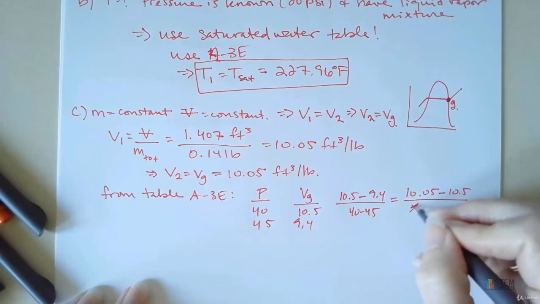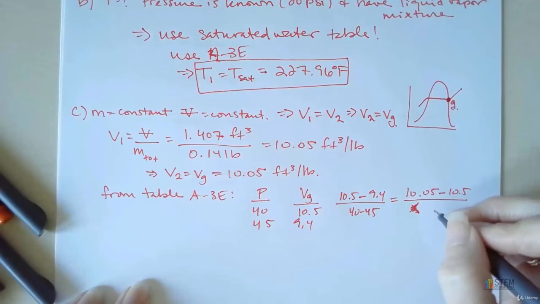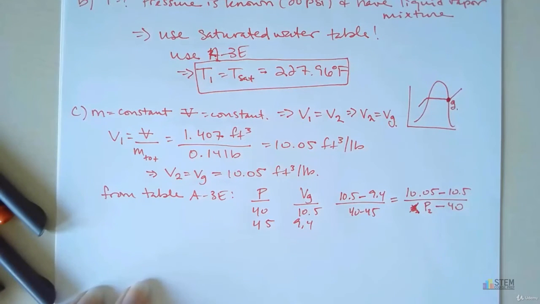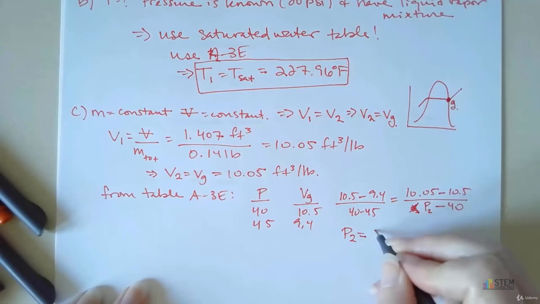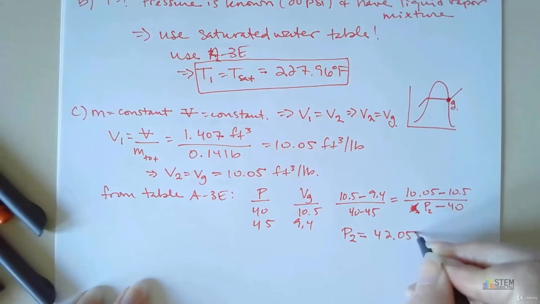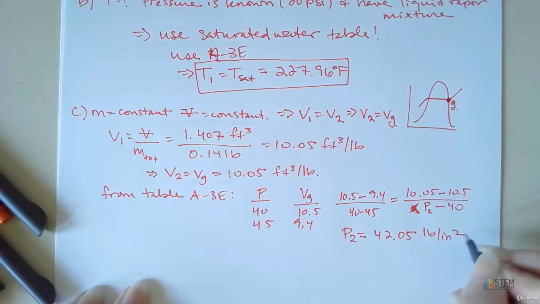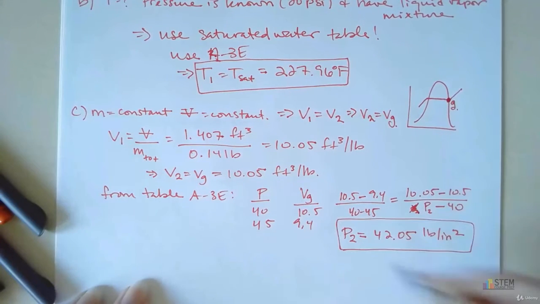Now, actually, let's not call it X. That gets confusing. Let's call this P2 minus 40. I don't want to get confused with quality. Now, all we have to do is solve this equation, and that'll give us our final pressure. And you get 42.05 pounds per square inch.